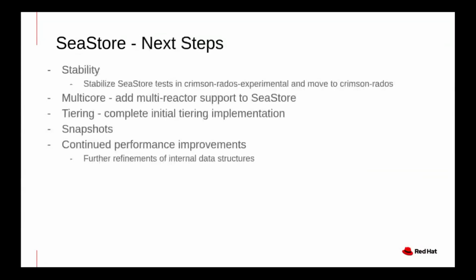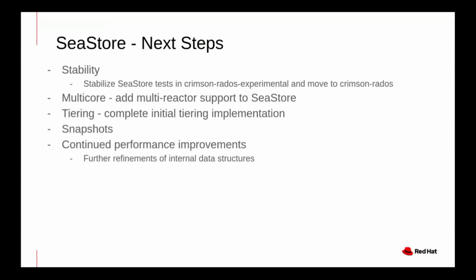So next steps are even more stability. We need to stabilize the SeaStore tests in Crimson Rados experimental so that we can get them moved to Crimson Rados. We want to add multi-core reactor support to SeaStore. There's already a PR for some initial version of that, but I expect there will be quite a bit more work that needs to be done for S release.